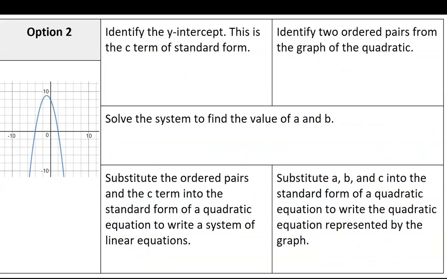Okay, so option 2, we're going to take a little bit of different approach to this. Step 1, we're still going to find the y-intercept, especially if we can see it. You can't always see it on the graph, so just be cautious about that. Our y-intercept is still at positive 8.